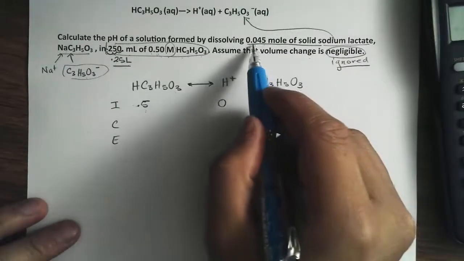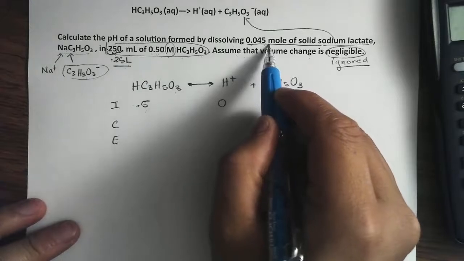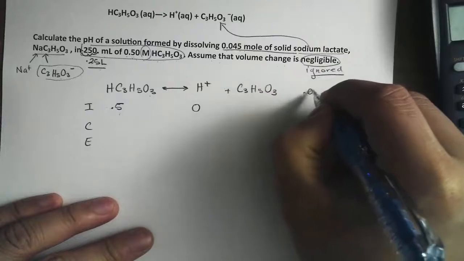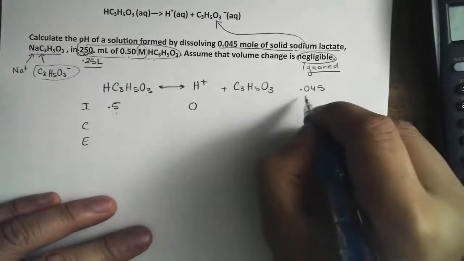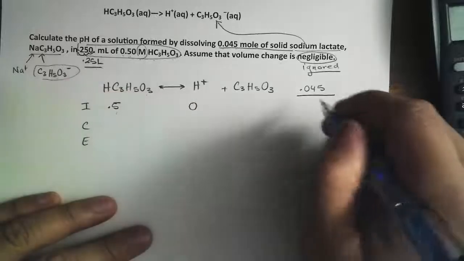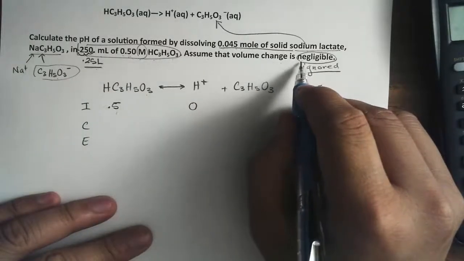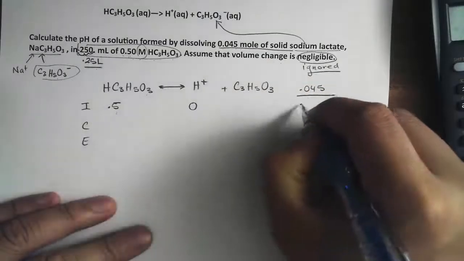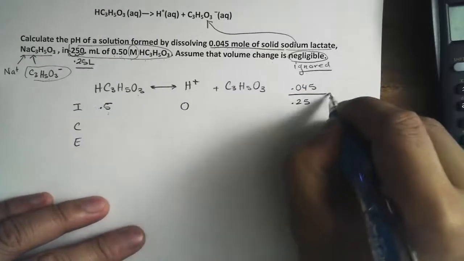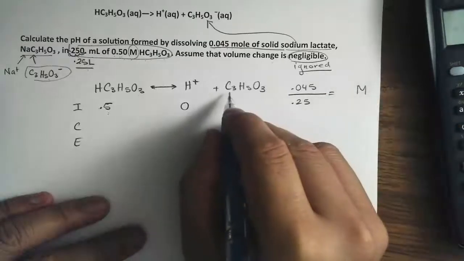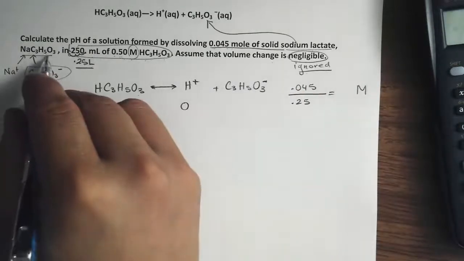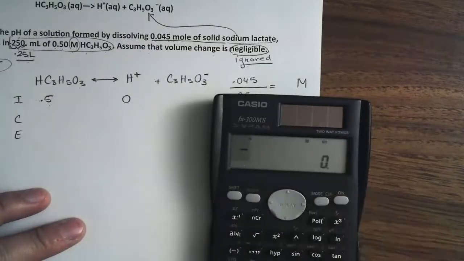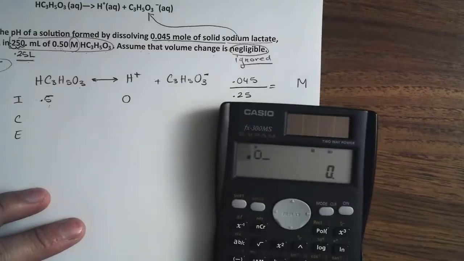And what makes it difficult is they give it in terms of moles, not in terms of concentration. So we have to take that mole and convert it to concentration, which is divided by the volume. And that's important because the volume of the solid doesn't need to be accounted for with that mole there, right? So we just use that 0.25. And that will give us the molarity of the lactate ions that are produced from the sodium lactate. And let's plug that into a calculator.